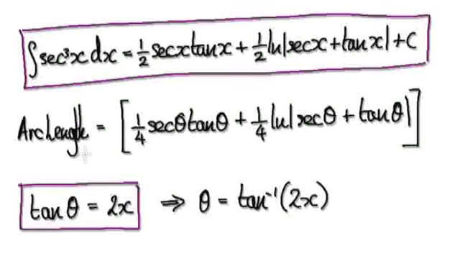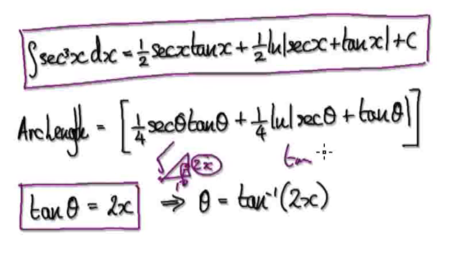So we need to translate it. Going back right from the start, we said let tan theta be 2x. Remember our triangle like this. It was 2, 1, and then root whatever here. And then tan theta equals 2x over 1, which is just 2x.